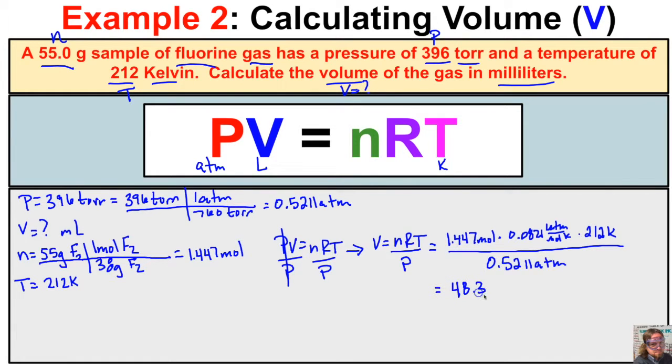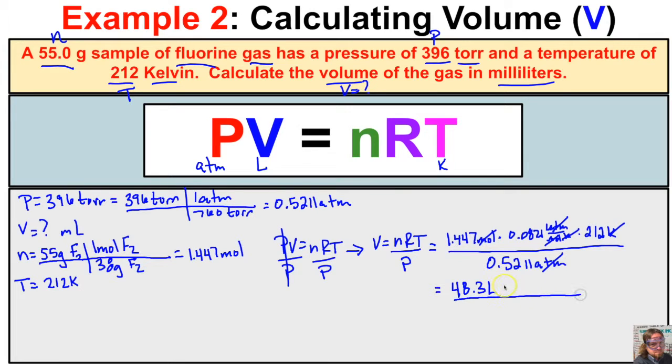48.3 what? What unit is going to get attached here? Well, if we take a look, atmospheres is going to cancel, moles is going to cancel, Kelvin is going to cancel, leaving us with liters, but we want the final answer in milliliters. So how do we convert milliliters to liters? Well, we have to multiply by 1,000, right?